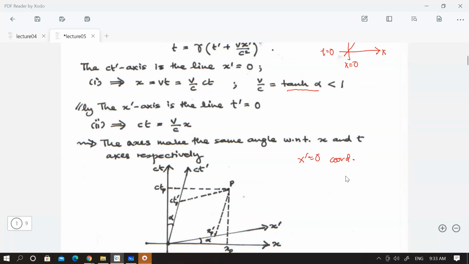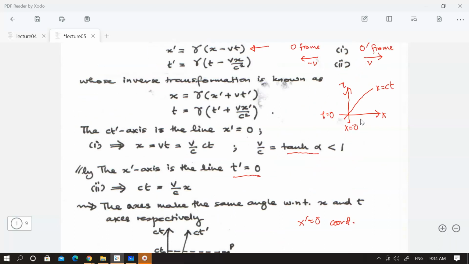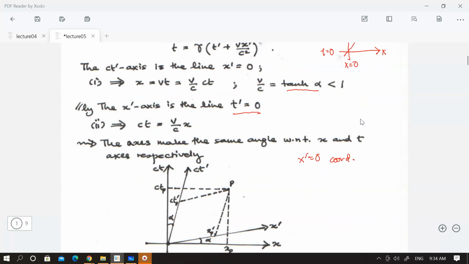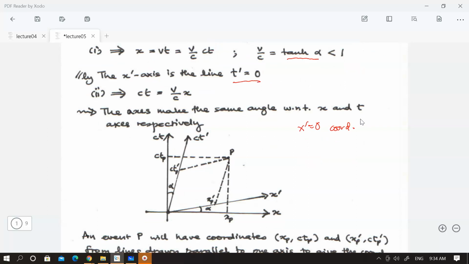Now we also have to do the other axis, which should be the x dash axis, and the x dash axis should be t dash equals 0. So I will have t dash equals 0 there. That means t minus vx over c squared has to be equal to 0, or I can rewrite this as ct equals v over c times x. And you can draw that line, and it gives you this particular x dash axis.